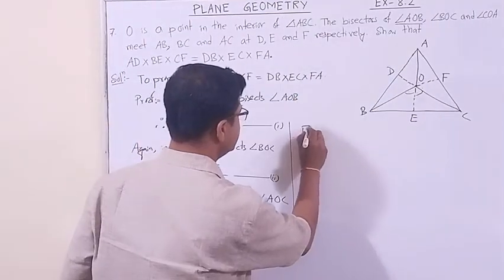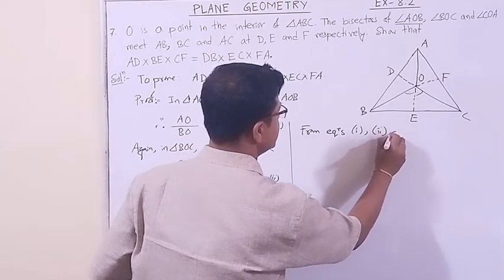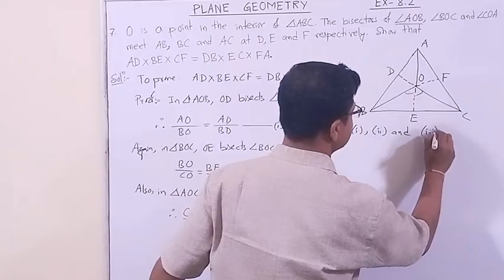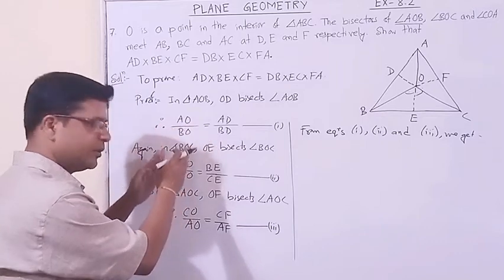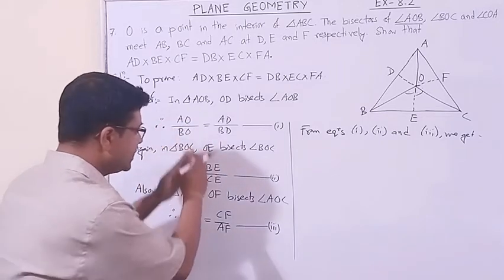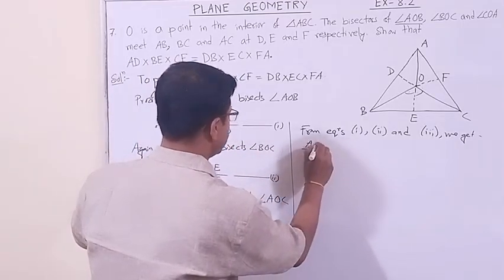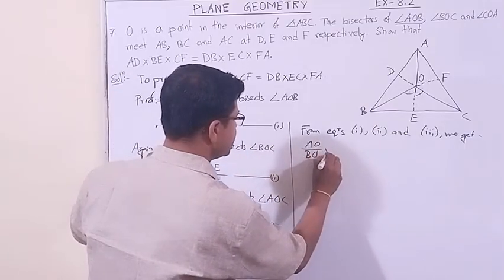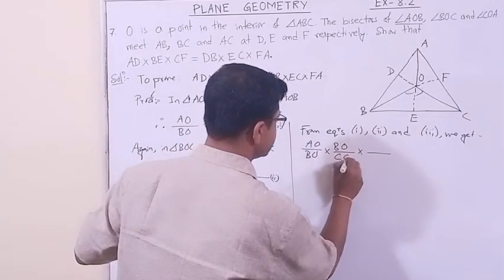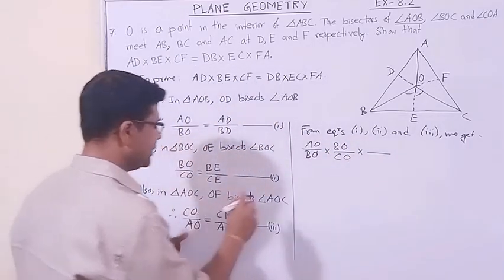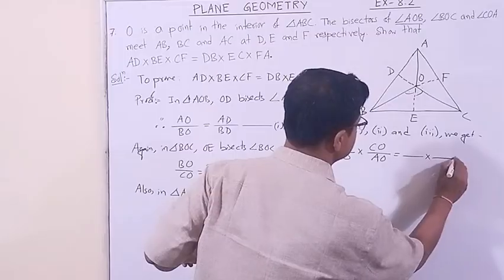Now, students, we should write from equations 1, 2 and 3, we get, let us just multiply. Left hand side into left hand side into left hand side is equal to right hand side into right hand side into right hand side. AO by BO, BO by CO, then CO by AO is equal to, 3 ratios we have to consider.